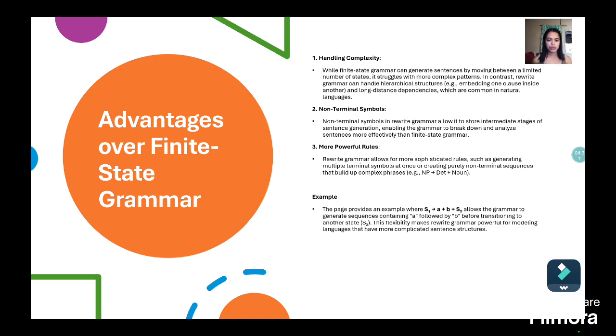Number 3, more powerful rules. Rewrite grammar allows for more sophisticated rules, such as generating multiple terminal symbols at once or creating purely non-terminal sequences that build up complex phrases. For example, noun phrase to determiner plus noun. Another example, the page provided, where S1 followed by A plus B plus S2 allows the grammar to generate sequences containing A followed by B before transitioning to another state. State 1 to A followed by B before transitioning to another state. This flexibility makes rewrite grammar more powerful for modeling languages that have more complicated sentence structures.